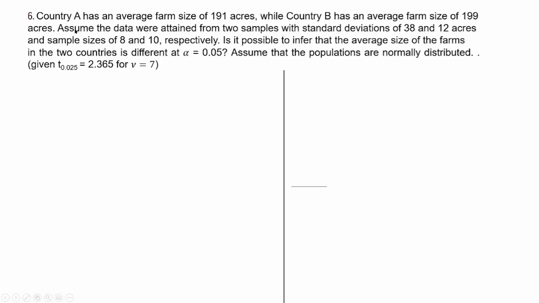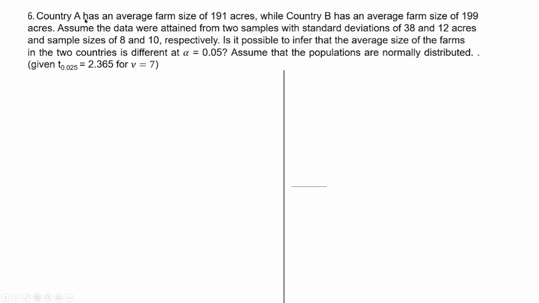Next question. Country A has an average farm size of 191 acres while country B has an average farm size of 199 acres. Assume the data were obtained from two samples with standard deviations of 38 and 12 acres and sample sizes of 8 and 10 respectively. Is it possible to infer that the average sizes of farms in the two countries is different at alpha equal to 0.05? Assume the populations are normally distributed.